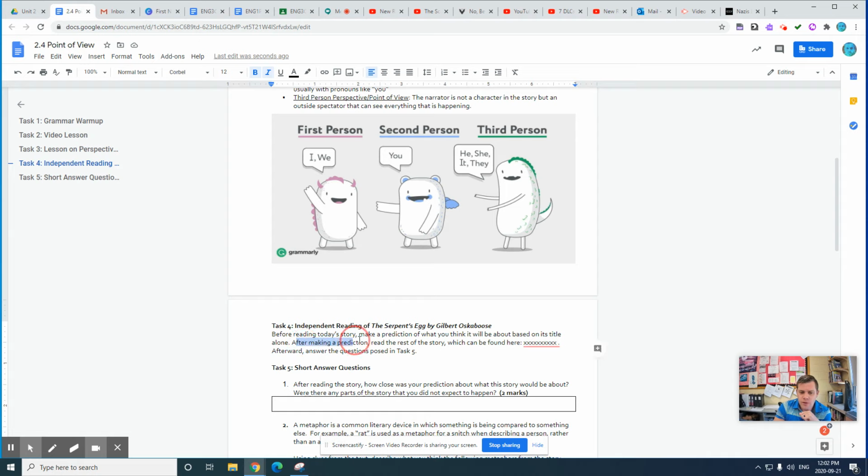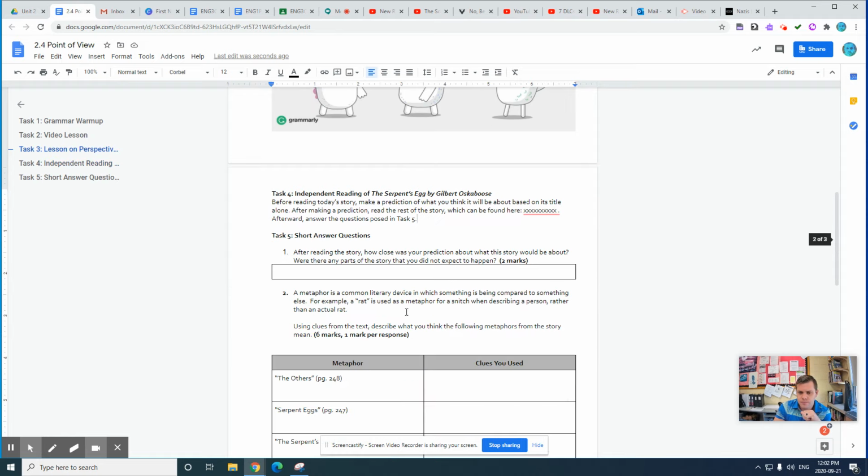So after making your prediction, I then want you to read the rest of the story, and then afterward, answer the following questions. The story will be found at this link when I add the link. Now here are the questions. After reading the story, compare how close your prediction was to the rest of the story. Were there any parts of the story that you did not expect to happen? It's out of 2 marks, so you get 1 mark for answering this question and another mark for answering this one.